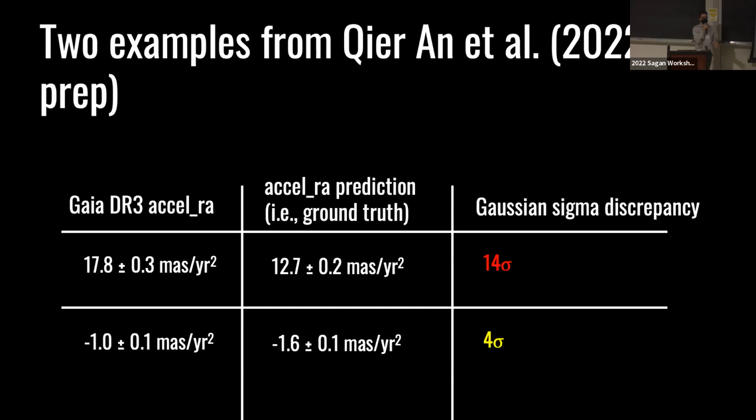I'm showing two example systems here from a paper in prep by Sharon et al. She's in our group, so keep your eye out for this paper. On the left is the DR3 reported acceleration in RA. I'm just showing RA here. In the middle is the prediction from what the known orbit is. And on the right is the actual Gaussian sigma discrepancy. This is cherry-picking the worst of the examples, just to show that for some cases this can be hard. Obviously, with a 14 sigma discrepancy, there's going to be some interesting science lying in there of how to actually resolve that. And there are a lot of assumptions that go into this. So if you want to ask a question about that, that would be great at the end. I'm happy to talk about this more.